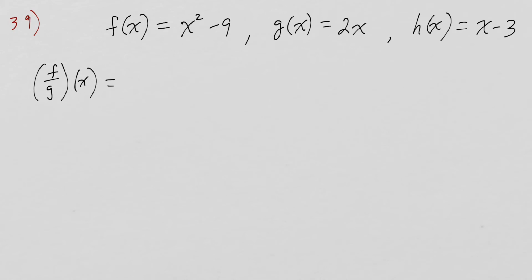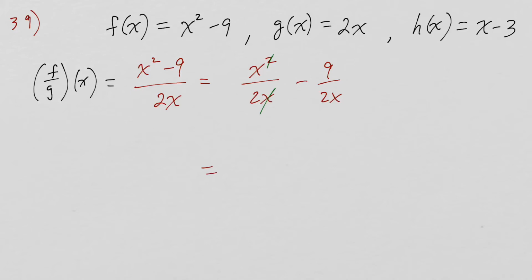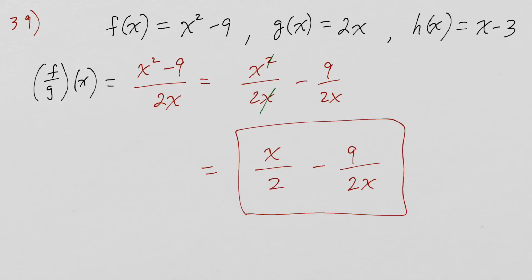Okay, number 9, we're starting with those functions, and we're doing f over g. So we have x squared minus 9 over 2x. Again, this is dividing by a monomial, so you can break this up into two fractions, x squared over 2x minus 9 over 2x. Here we're going to cancel, so we're going to be left with x over 2 minus 9 over 2x. I'm not sure this answer was any better than the original as far as simplification, but that's what it's asking you to do.